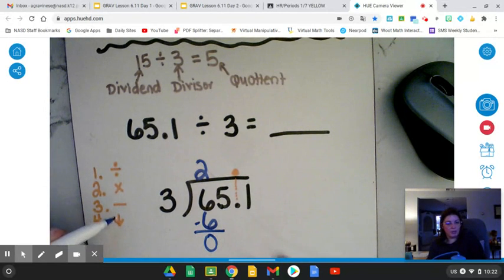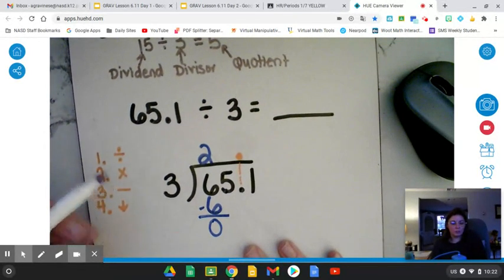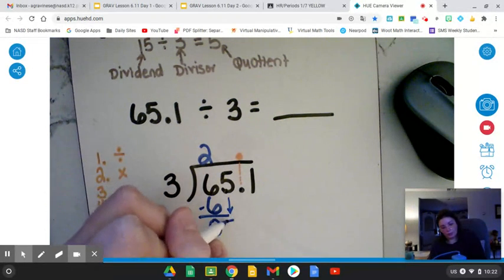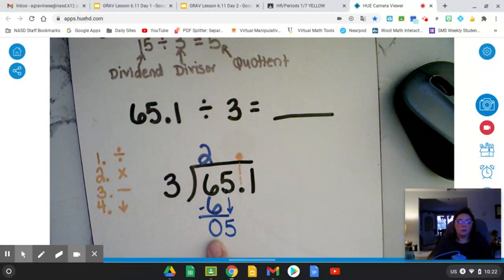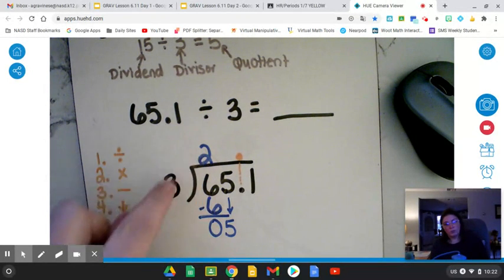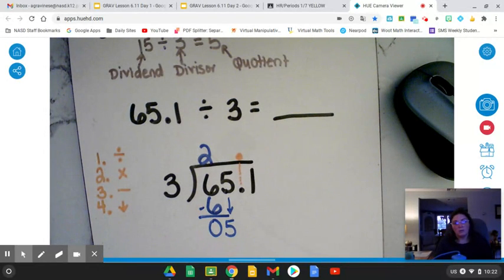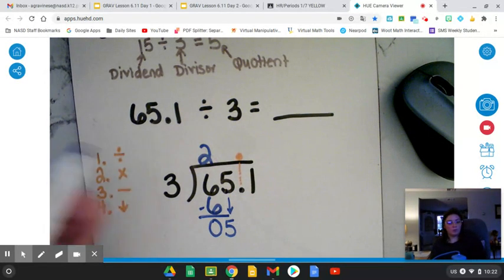And then I bring down the next digit in my dividend, the 5. It goes right next to the difference from when I subtracted. So I just went through all 4 steps. I divided, multiplied, subtracted, and I brought down. Now we still have more division to do because we haven't used all of the numbers in our dividend. So let's go again with dividing.